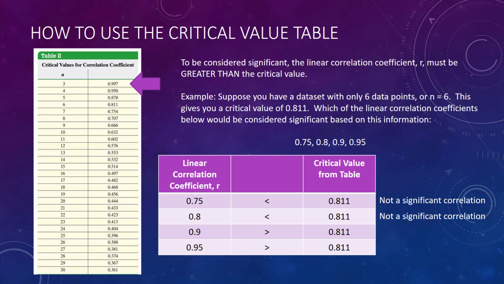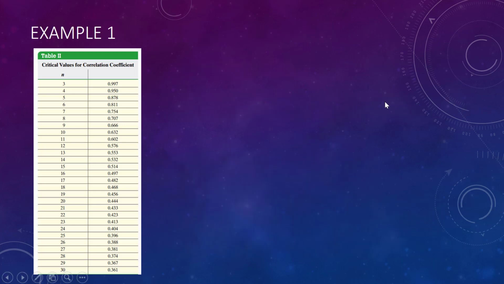So again, since this is smaller than the critical value, we would not consider this a significant relationship between the two values. How about 0.9? Well, 0.9 is larger than 0.811, so we would consider this to be a significant relationship between the two variables. And likewise, 0.95 is larger than 0.811, so again, you would consider this to be a significant relationship between the two variables. Let's do another example.